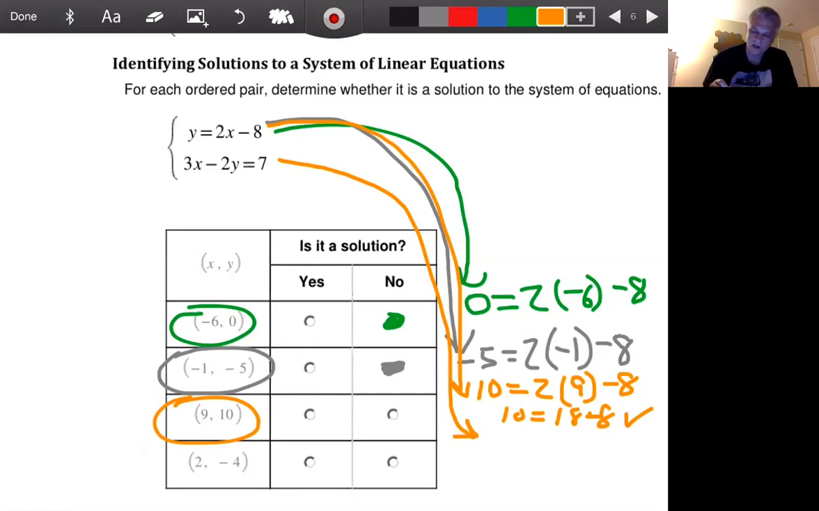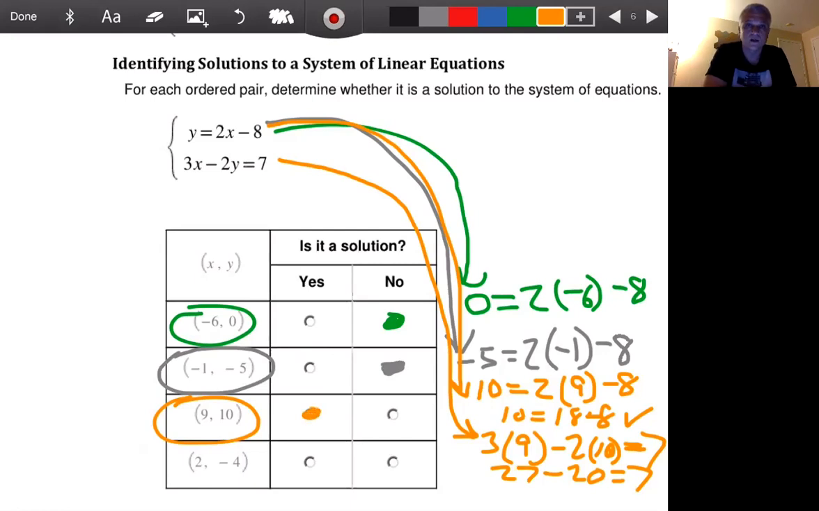If it doesn't work for line 2, it's not a solution. So here we go. 3 times x, so 3 times 9, minus 2 times y, and our y is 10, equals 7. Okay, 3 times 9 is 27, minus 2 times 10 is minus 20. Hey, 27 minus 20 equals 7. Cool beans. So that is a yes. Okay, awesome. All right, the last one.